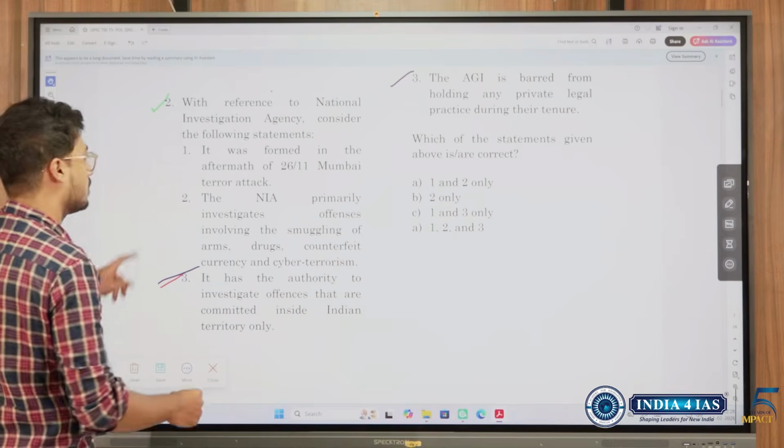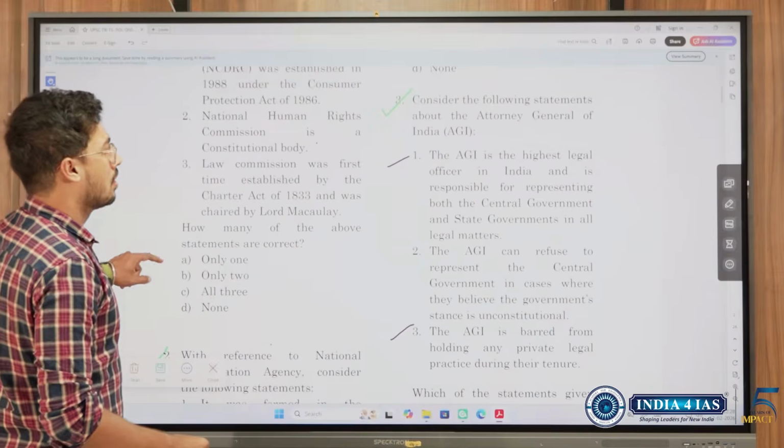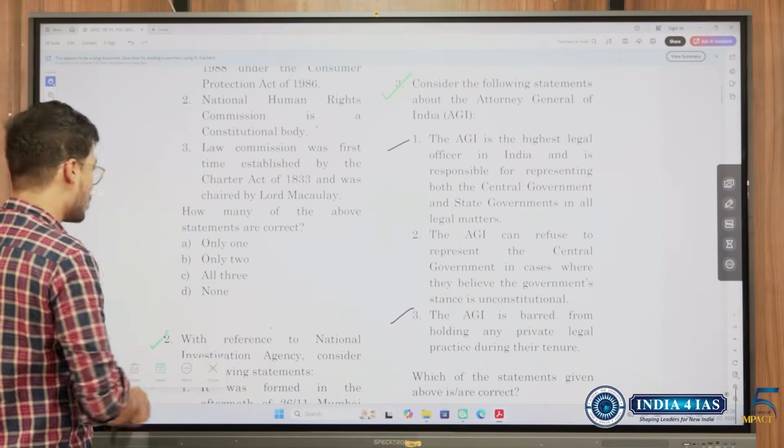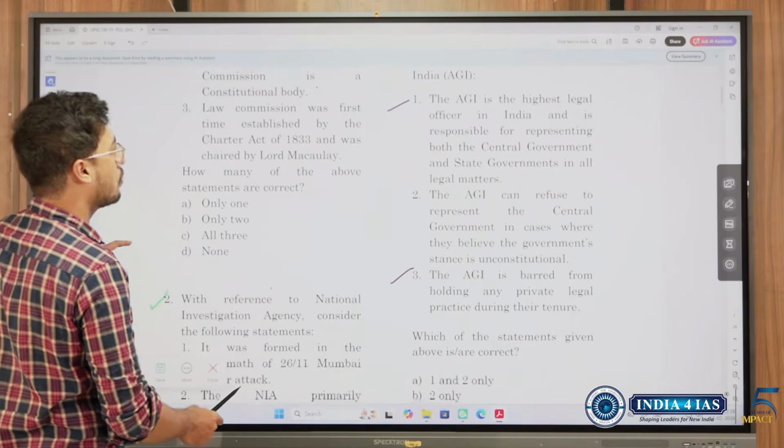Moving on. Now again an important question over Attorney General. Attorney General is an important topic, we need to be aware of it.